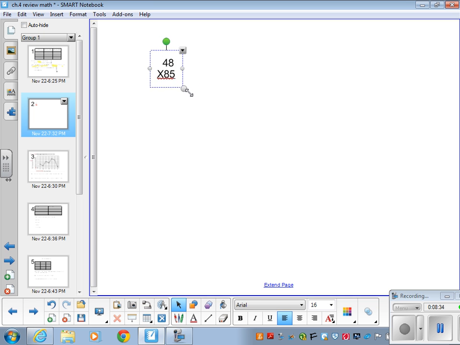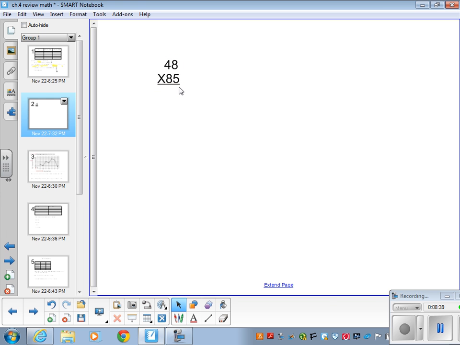Alright. This is what chapter 3 has prepared us for. We start in the ones place. 5 times 8 is 40. 0, carry our 4. 8 times 4 is 32, plus 4 more is 36. I put my 0 underneath the answer to my first product. I cross out the 5 because I'm all done multiplying by the 5, and I cross out the 4.